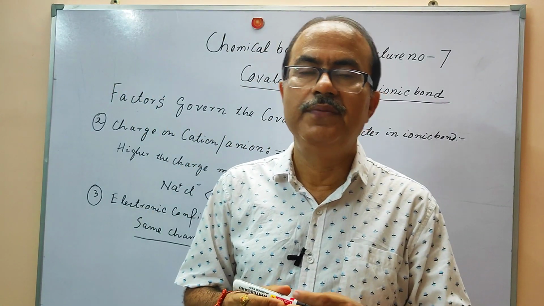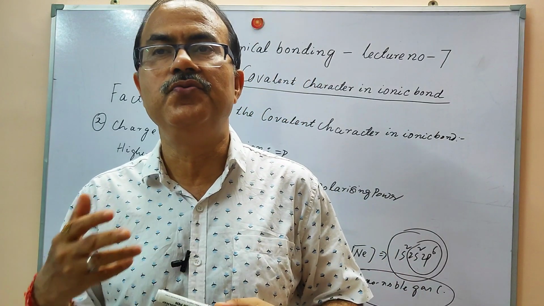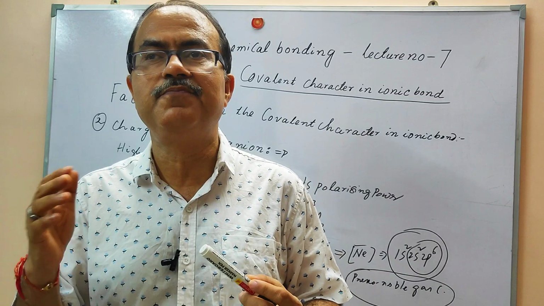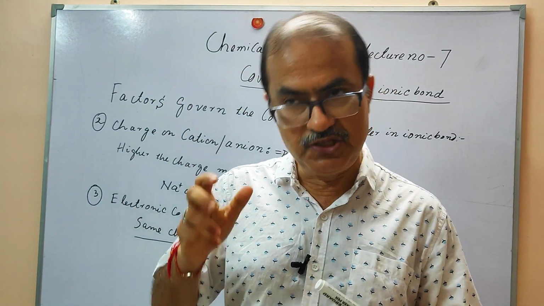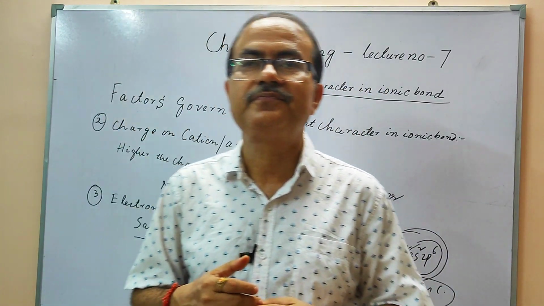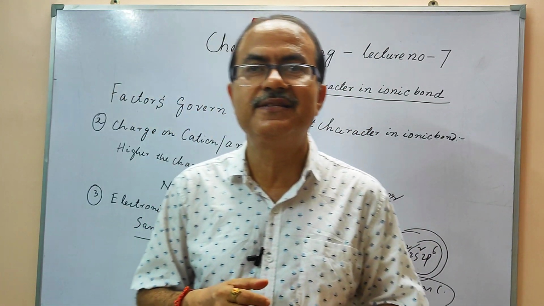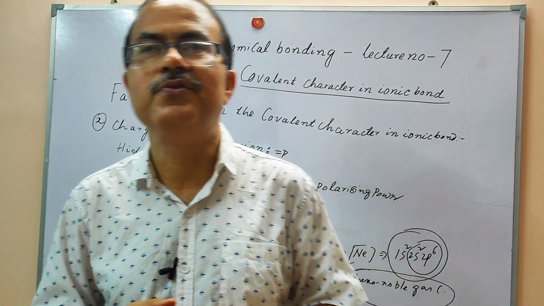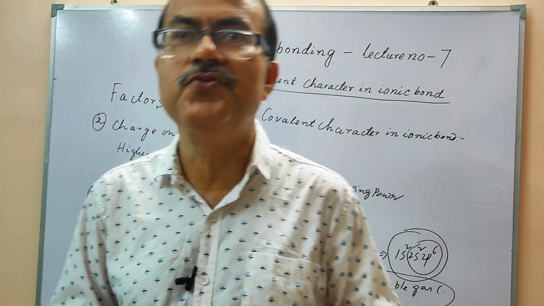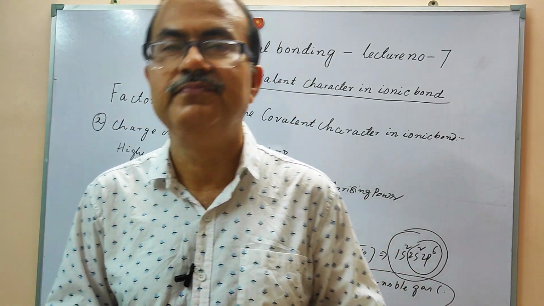So we have discussed how an ionic compound has some percentage of covalent character, and with this process the property of the compound changes. So that is all for today's lecture, and in the next lecture we will discuss some other important theories, that is the valence shell electron pair repulsion theory, and how from this theory we will be able to predict the shape of molecules.